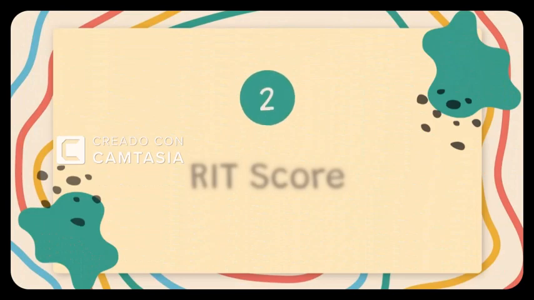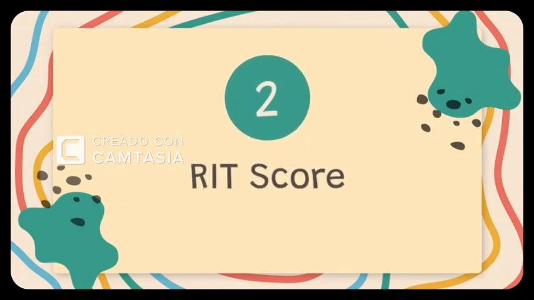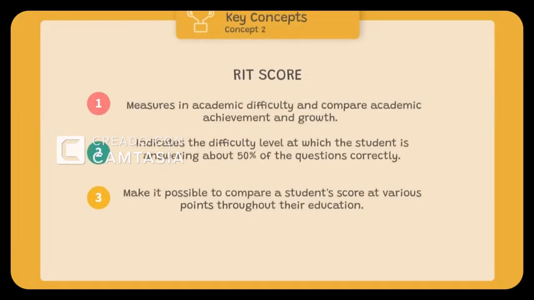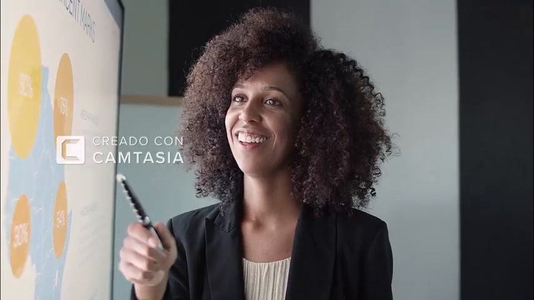RIT score. MAP Growth uses the RIT scale to help measure and compare academic achievement and growth. Specifically, the scale measures level in academic difficulty. The RIT scale stays equal across all grades, making it possible to compare a student's score at various points throughout their education.